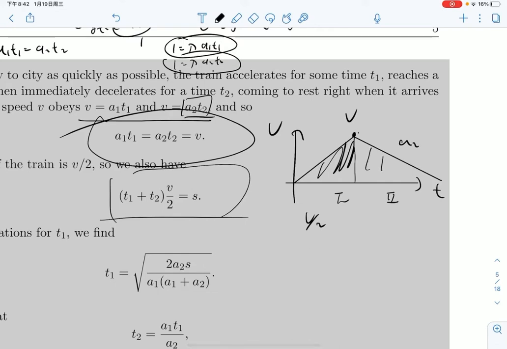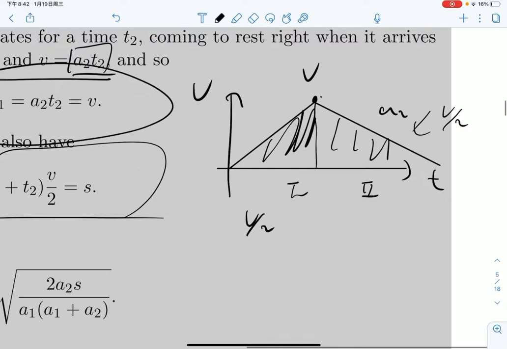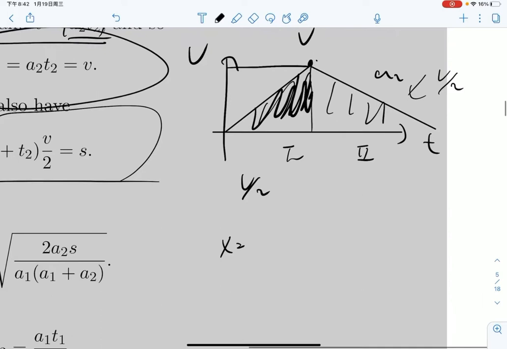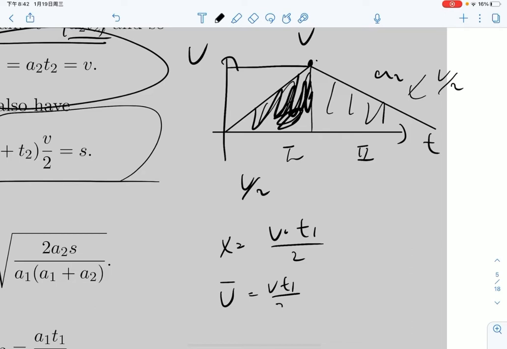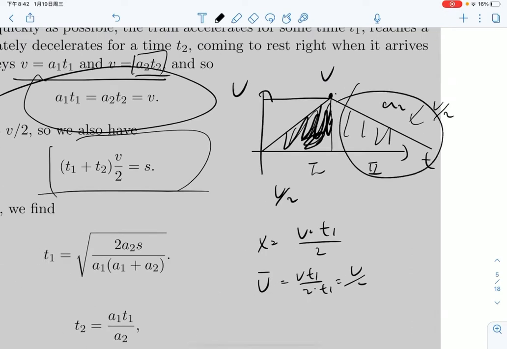So for this part, the average velocity is also V divided by 2, because you know that x is equal to the area under the curve. For this part, the area over here is V times T1, and it is a triangle, so divided by 2. So the average over here is V T1 over 2 divided by T1, which is V divided by 2. The same case for region 2.